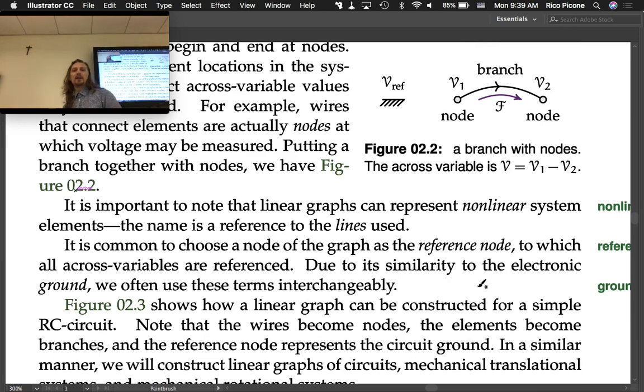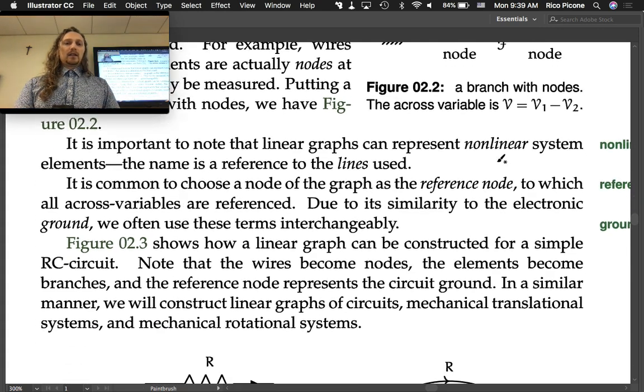It is important to note that linear graphs can represent nonlinear elements as well. The name is a reference to the lines. Sometimes the name makes people think, oh, I can only use these to model linear systems. But in fact, the linear part is just a reference to the fact that we're using lines, and not the linearity or nonlinearity of the system itself. So one of these branches, one of these system elements, might be some nonlinear element, and that's totally fine.